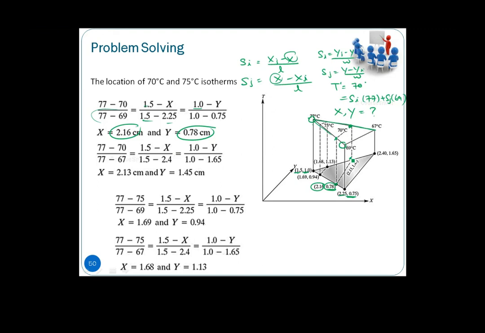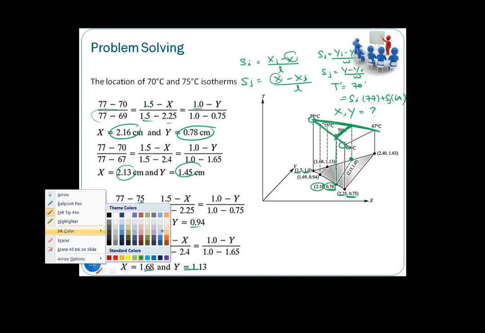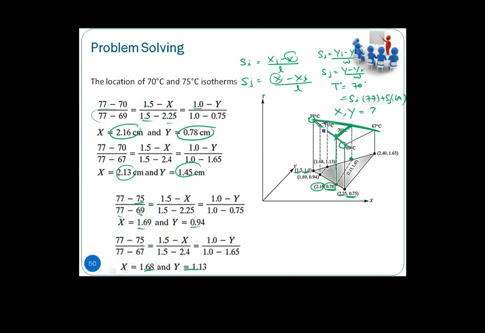Okay, so with similar methods you will find your x and y. This particular line itself basically gives us the 70 degree isotherm. For the 75 degree, you can do the same thing, 77 minus 75, 77 minus 69 for this line. Then you get x and y. Then for this particular line, you get x and y, right? So we know that at this particular point, this line is where you get the 75 isotherm.